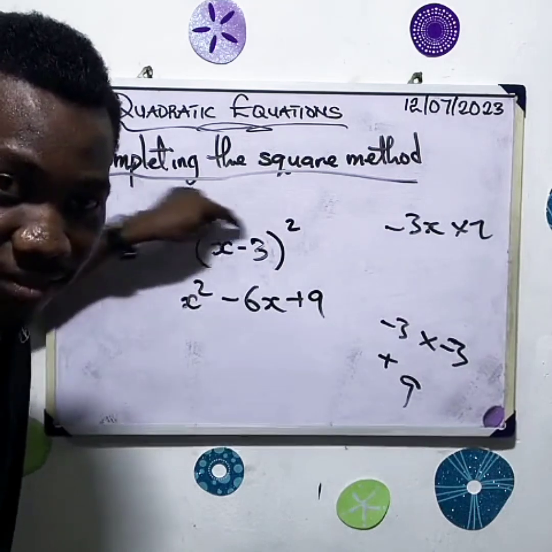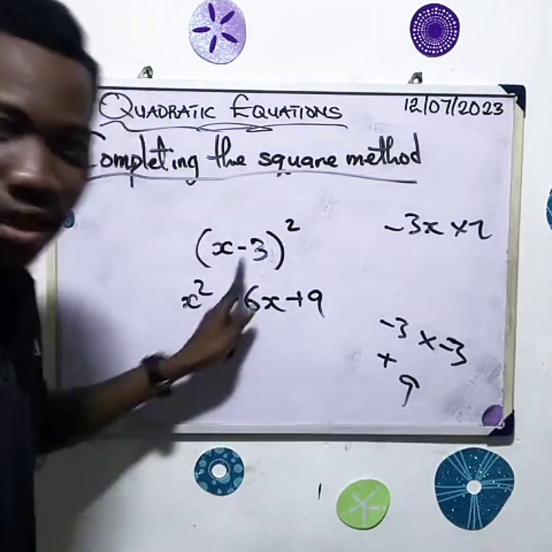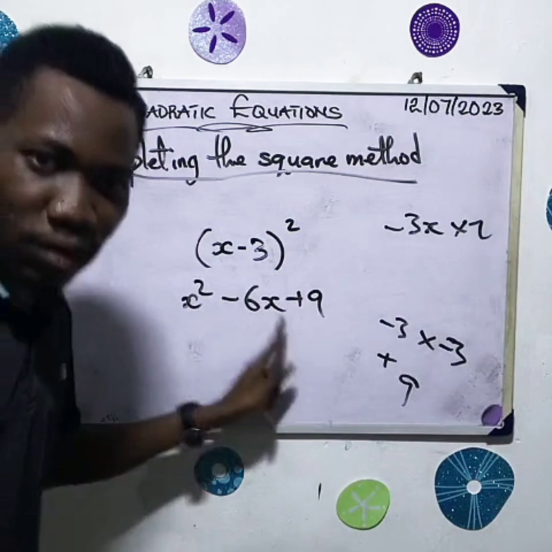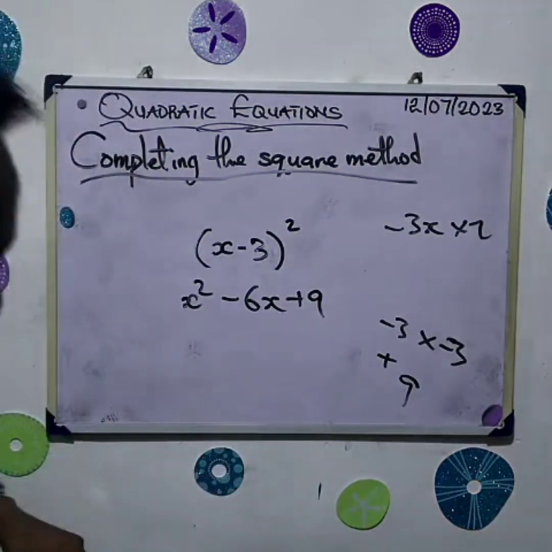So x minus 3 squared is for me to just square this one, multiply the two terms I have, which is minus 3x, then times 2, minus 6x, then square this one. Please come again, okay? I'm going to explain again.